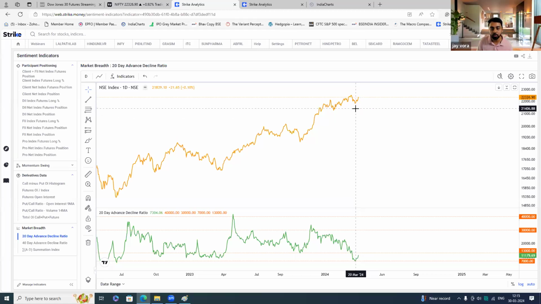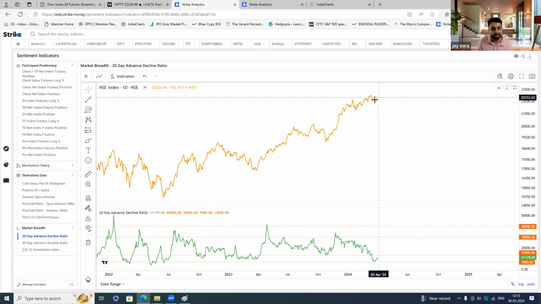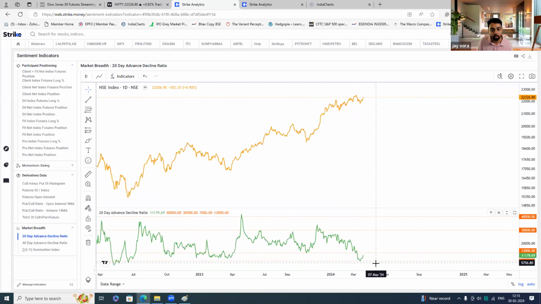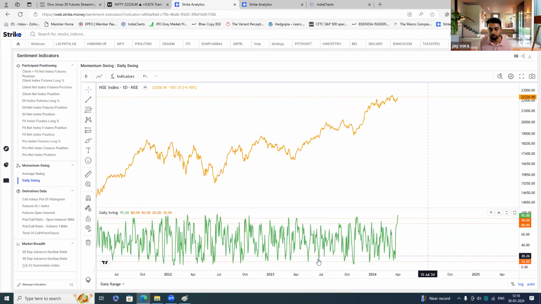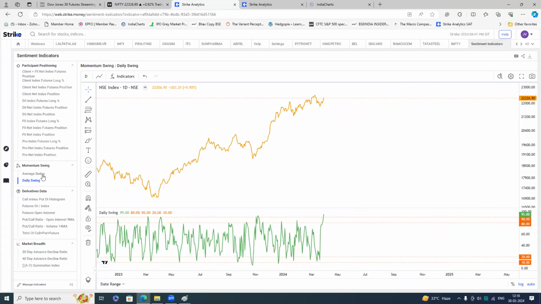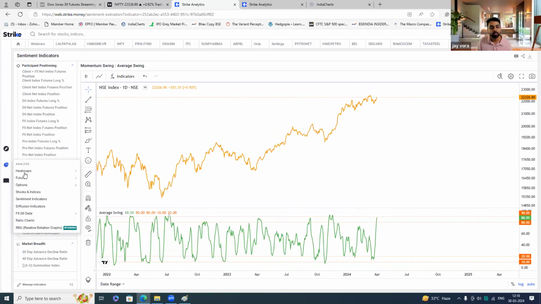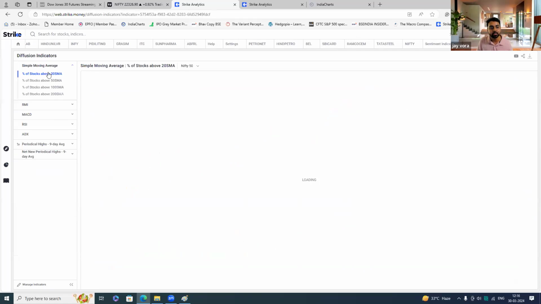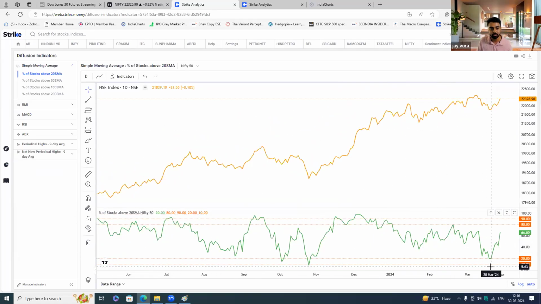I don't know if you follow us for them anymore or no. But over here, at this point, what we had spoken of was a pullback that can happen. That is because if you see the daily swing, that was in oversold zone. Correct? If you see average swing, that was in oversold zone. If you see diffusion indicator, that is percentage of stocks above 20-day SMA, it was in oversold zone. So these all points we had highlighted.